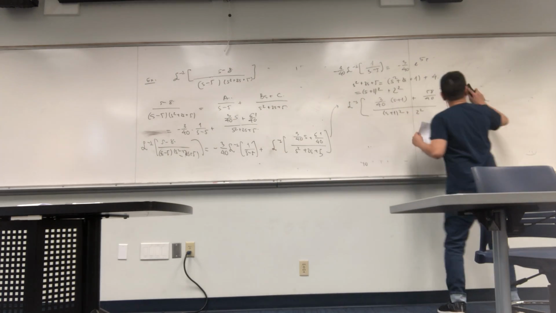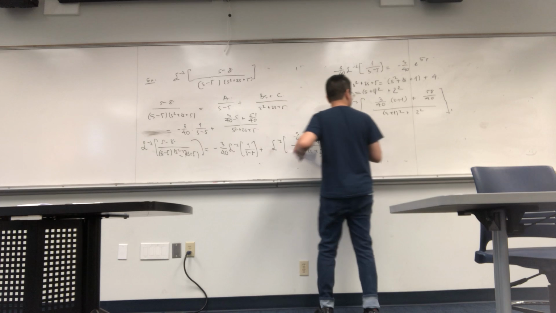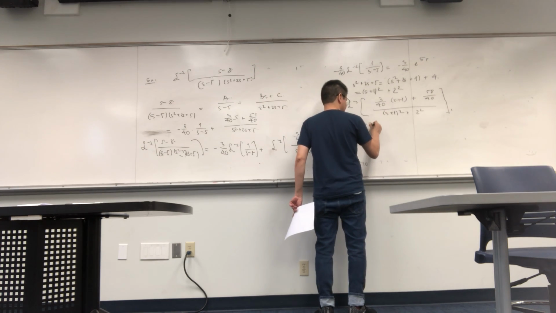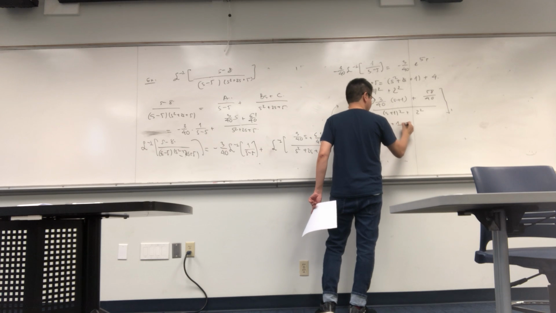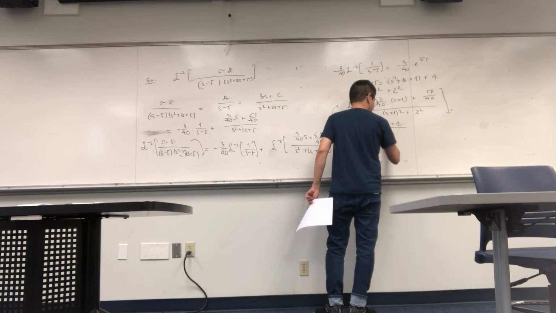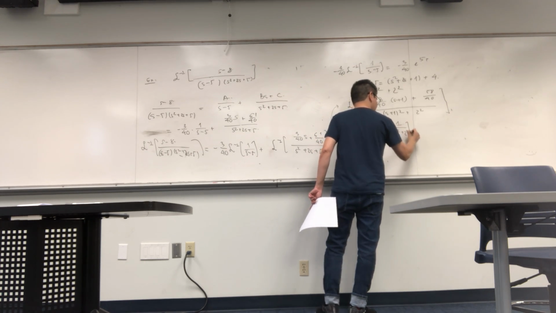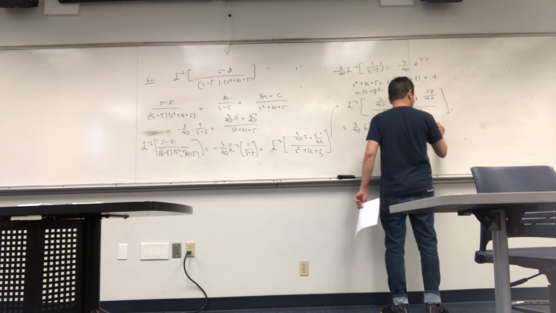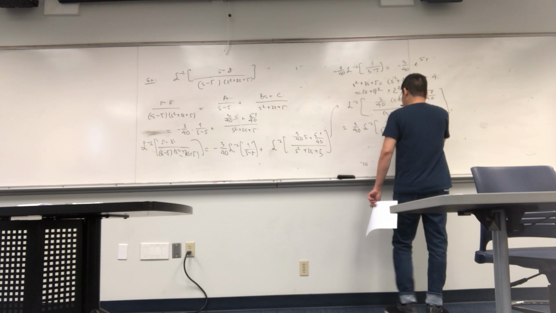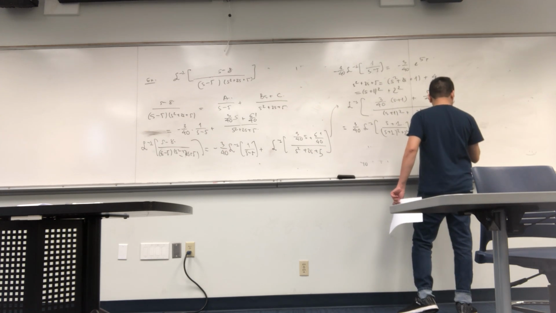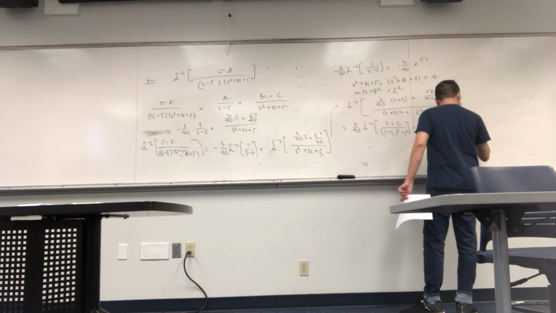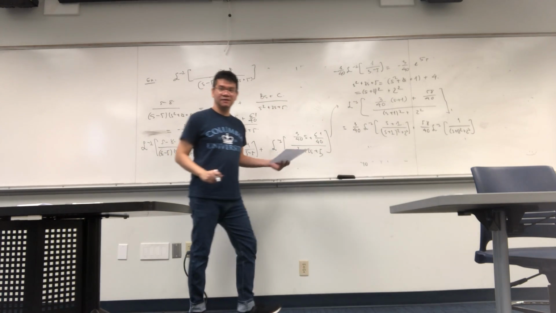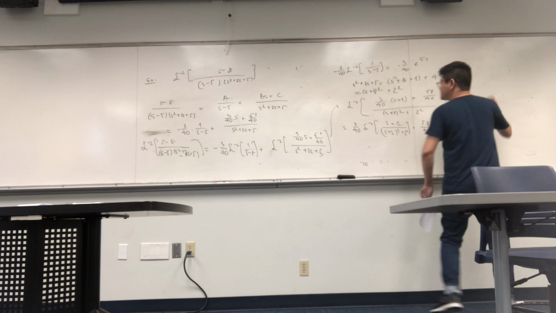So the first guy is 3 over 40 times the inverse Laplace transform of s plus 1 over (s plus 1) squared plus 2 squared, plus 58 over 40 times the inverse Laplace transform of 1 over (s plus 1) squared plus 2 squared, right? So the first one, I can use T6.